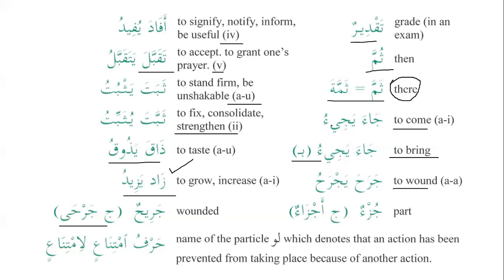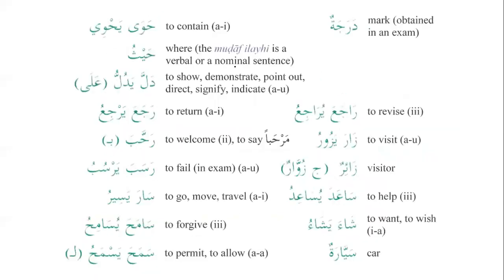And then we have juz'un, part, and the plural is ajza'un on the pattern of af'alun. Hawa yahwi, to contain. Haythu, where the mudaf ilayh is a verbal or a nominal sentence. So the mudaf ilayh can be both. It can be a verbal sentence and it can be a nominal sentence as well.